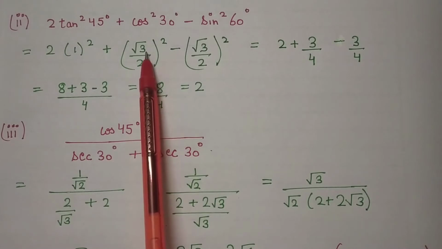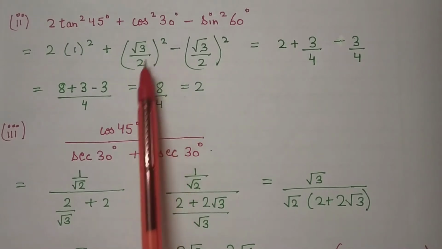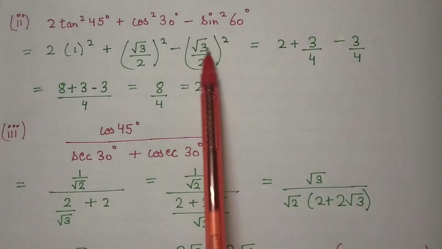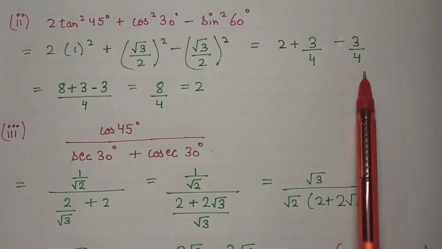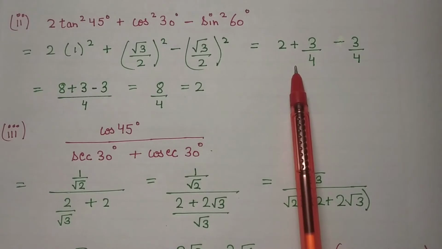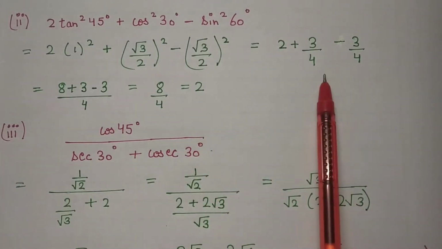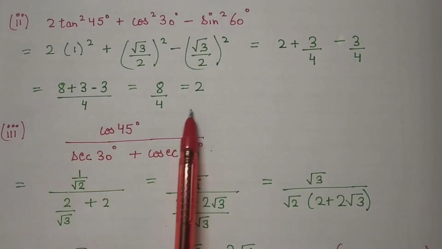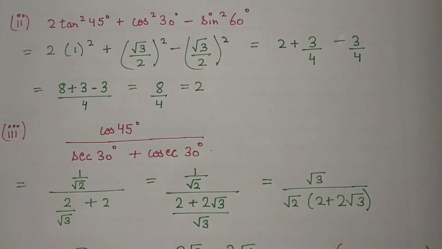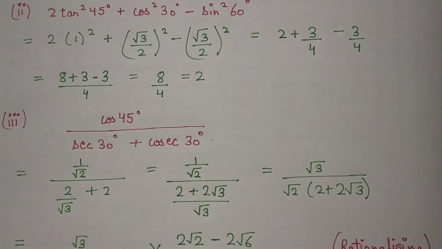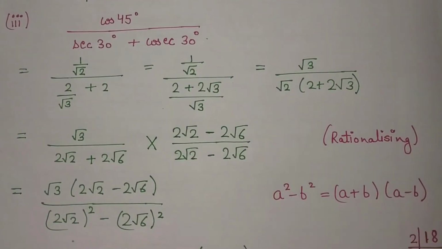Root 3 by 2 multiply root 3 by 2 is what? 3 by 4, minus root 3 by 2 multiply root 3 by 2, 3 by 4. These two cancel out. You can directly write 2 or you can take the LCM and solve it and it will be 2. Now next part is cos 45 degree by secant 30 degree plus cosecant 30 degree.